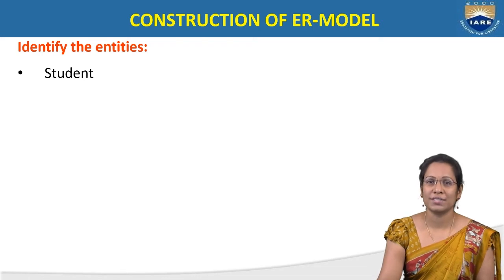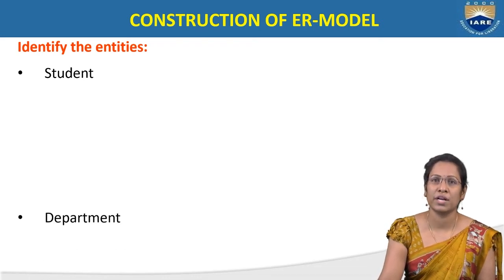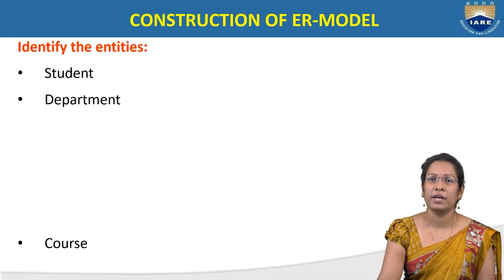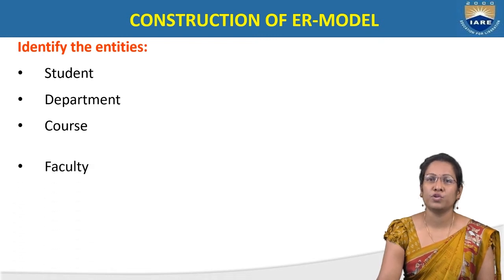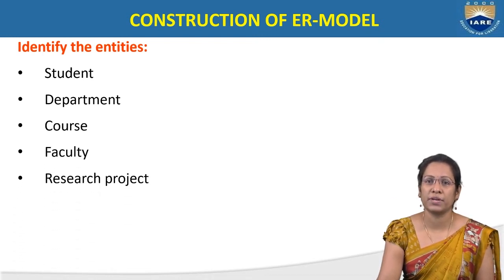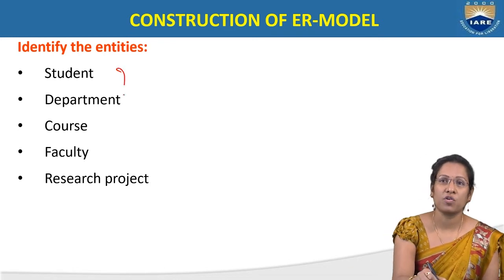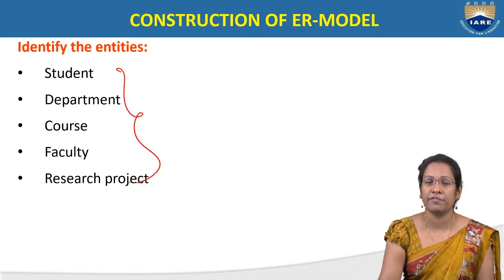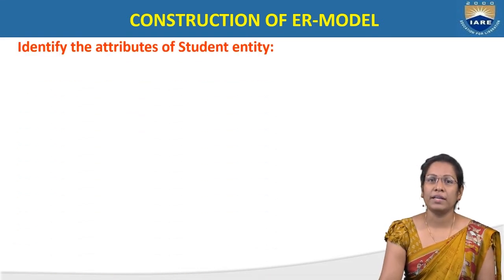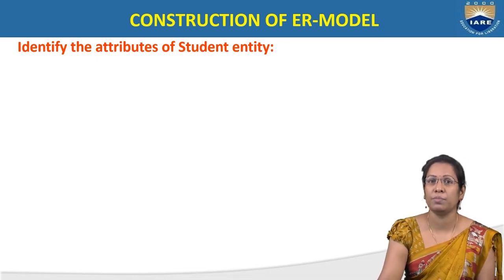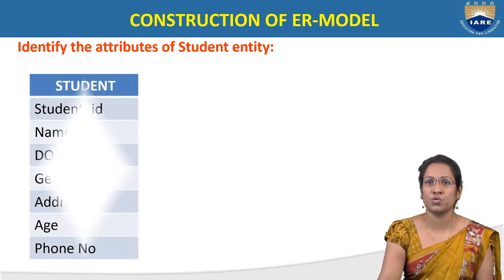Here I'm going to consider five entities. First one is student, second is department, third is course, fourth is faculty, and fifth is research product. These five are the entities I have identified in the college management system. So the first thing is done. Now moving to the second step, identifying the attributes of each entity. First we identify the attributes, then we identify which type of attribute each belongs to. First, I am taking the student.